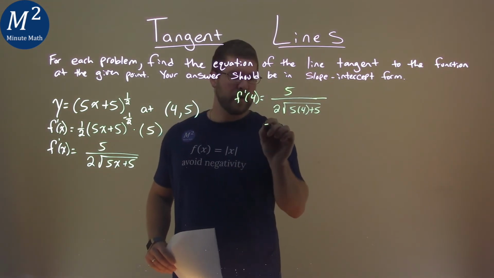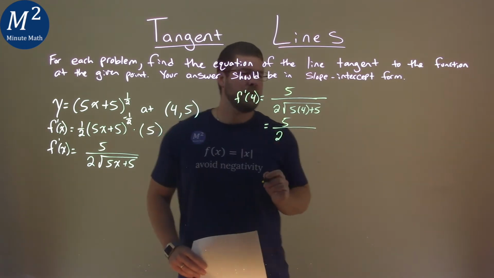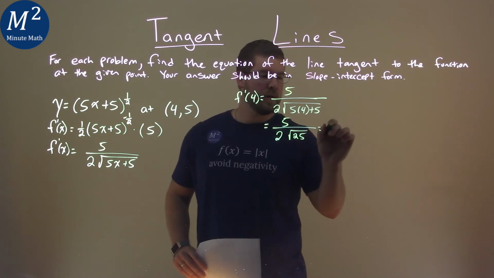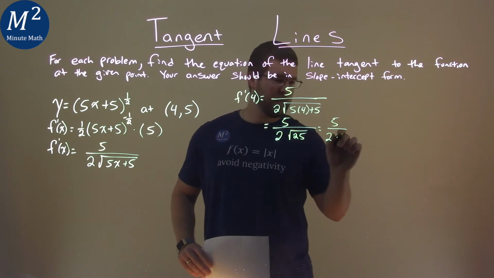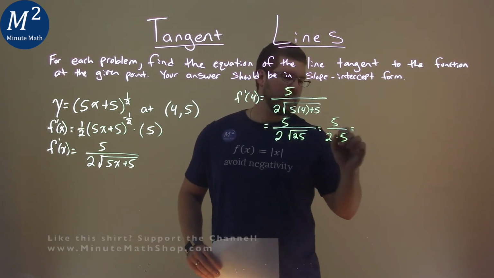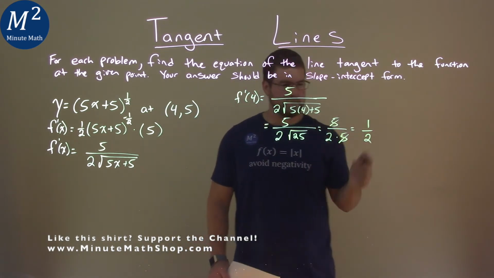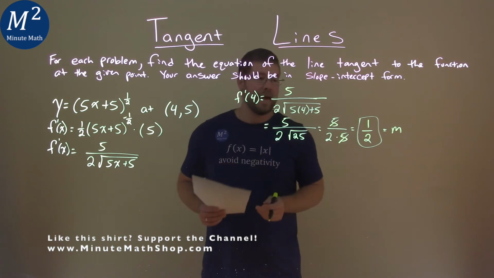Now let's keep simplifying or solving. 5 over 2, the inside, 5 times 4 is 20, plus 5 is 25. 5 over, well, 2 times the square root of 25 is 5. And, well, the 5's kind of cancel here, and we have a 1/2. Okay, or you can multiply it out and simplify the fraction. Either way, our slope here is 1/2.